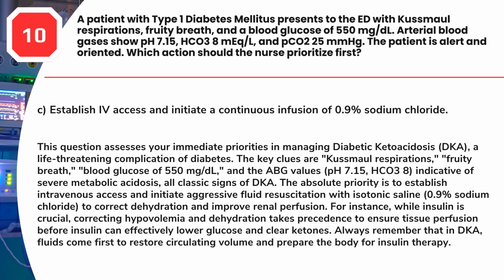The absolute priority is to establish intravenous access and initiate aggressive fluid resuscitation with isotonic saline, 0.9% sodium chloride, to correct dehydration and improve renal perfusion. For instance, while insulin is crucial, correcting hypovolemia and dehydration takes precedence to ensure tissue perfusion before insulin can effectively lower glucose and clear ketones. Always remember that in DKA, fluids come first to restore circulating volume and prepare the body for insulin therapy.